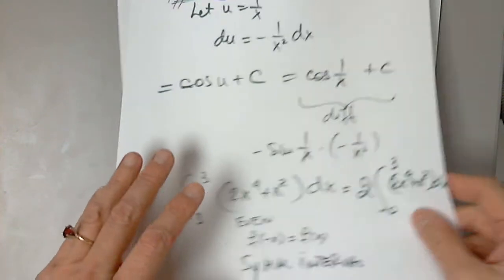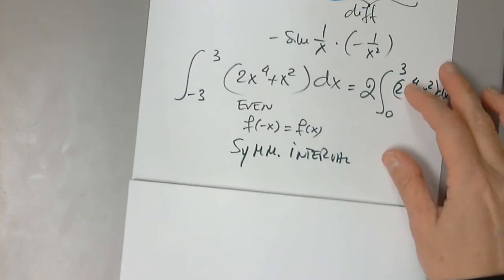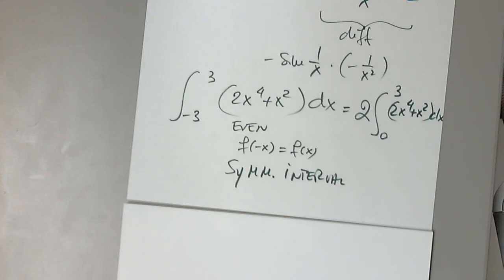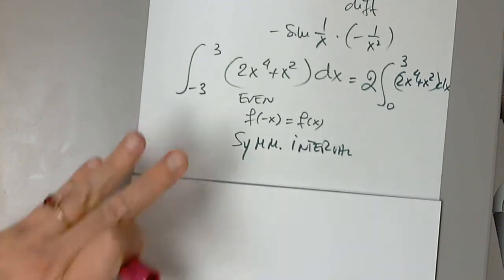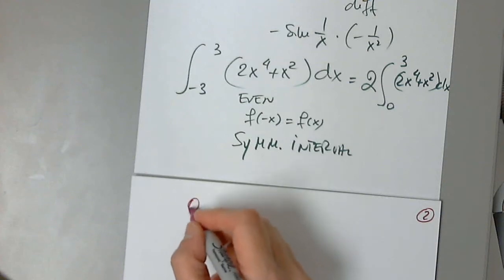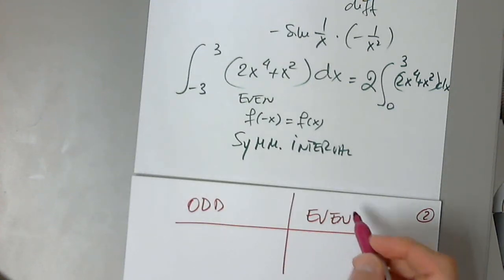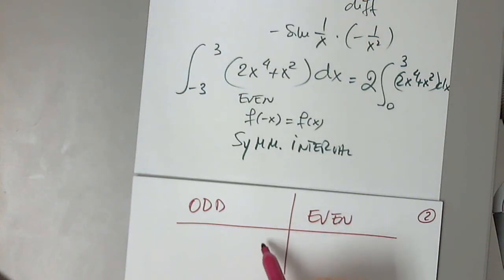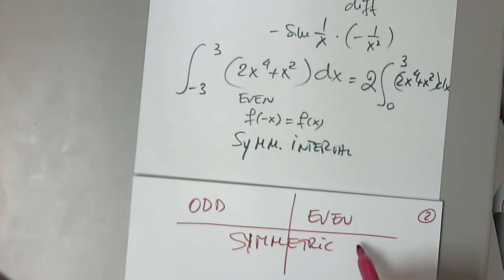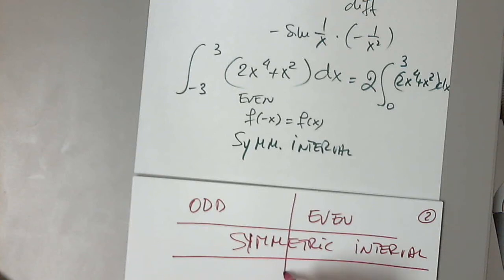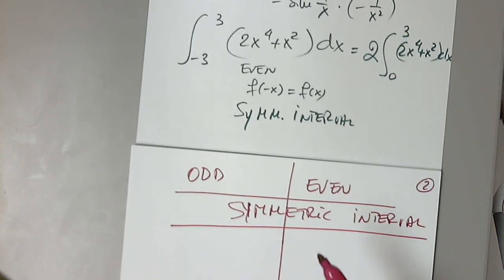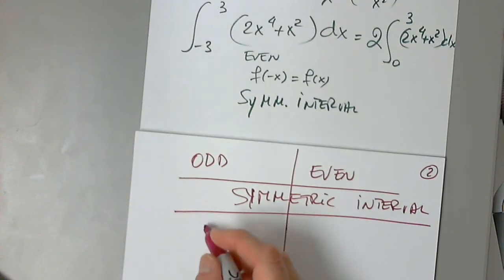So it went to 0 because it's a negative number? Careful, let's take a look. Let me refresh your memory on this. The function can be odd or even, and the interval is symmetric. So let's take a look.